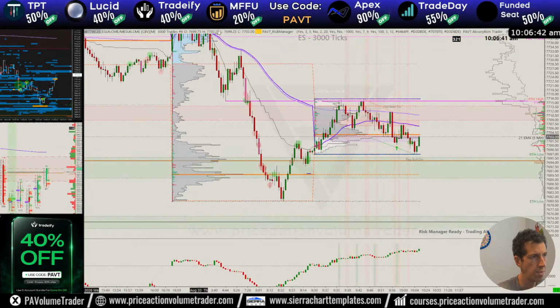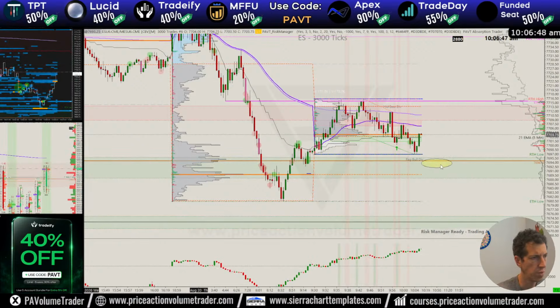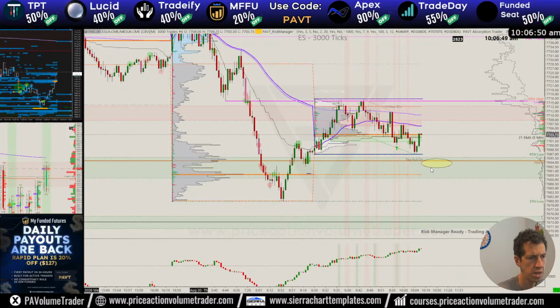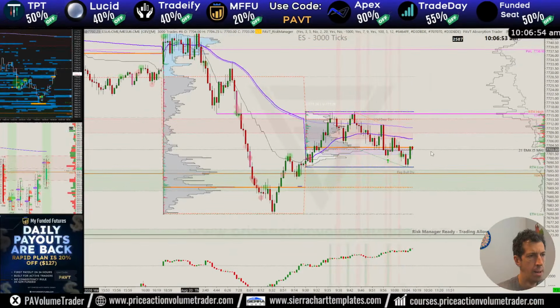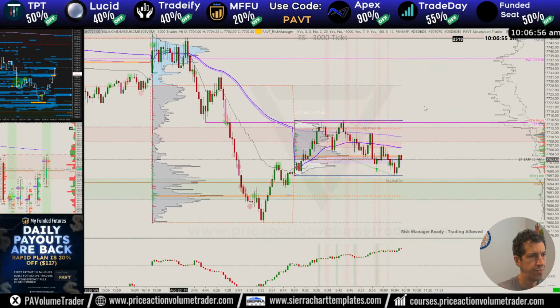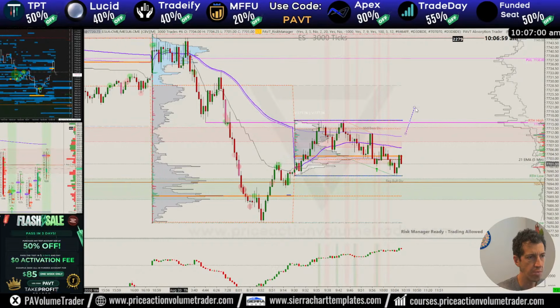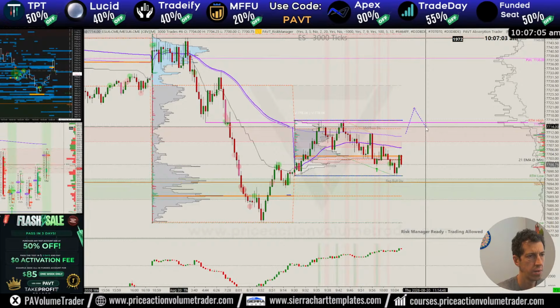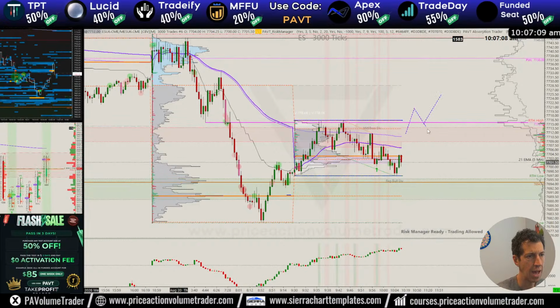So if we get down to this area, this might be a good zone to look for longs. Or like I said before, if we have a strong breakout here, then I would look to long on a retest back.